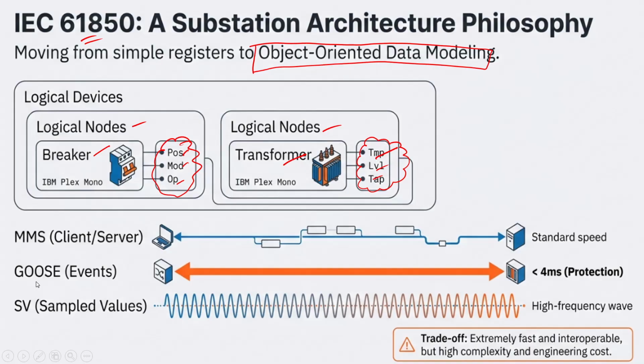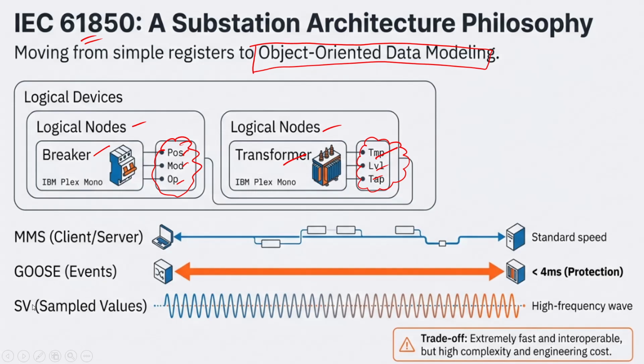The second part is GOOSE, that is Generic Object Oriented Substation Event. This is very high-speed communication between peers, that is IEDs, or else any of the substation servers, right? And if you see the speed, it is less than 4 milliseconds. It is very, very fast. So GOOSE helps us establish the communication at a very high speed. That is where GOOSE comes into the picture.